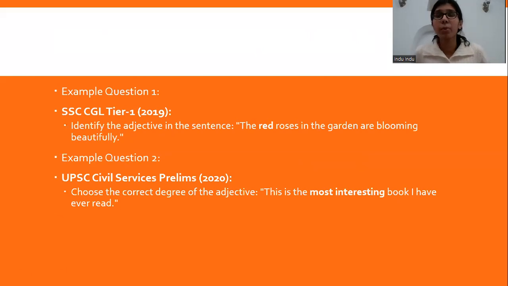Now we have certain questions that have appeared in competitive examinations before, and I would like to discuss them with you so as to make you feel confident about the adjectives, right? So, first question, identify the adjective in the sentence. The red roses in the garden are blooming beautifully. Of course, red is the adjective here, the red roses.